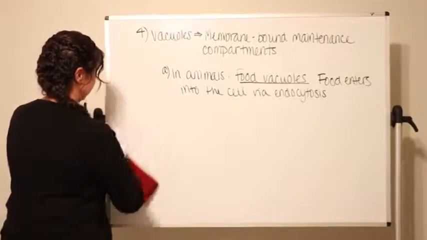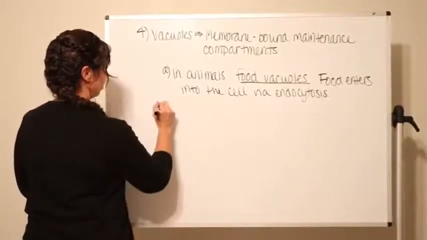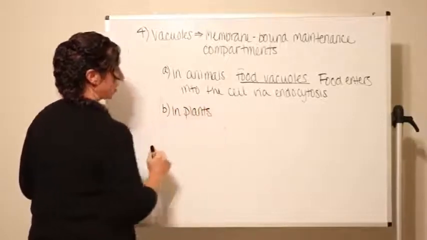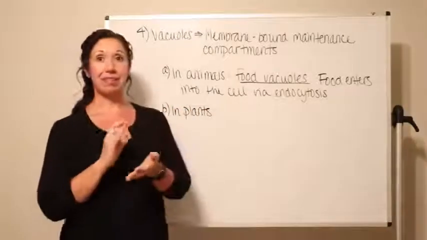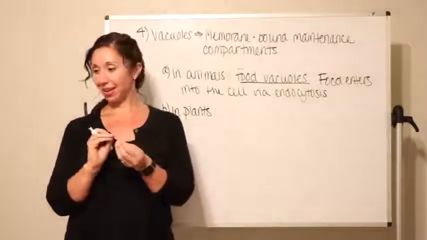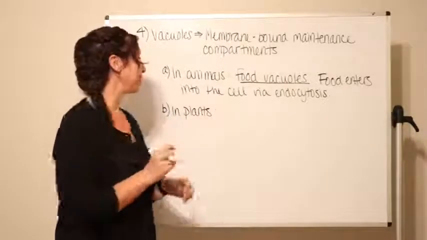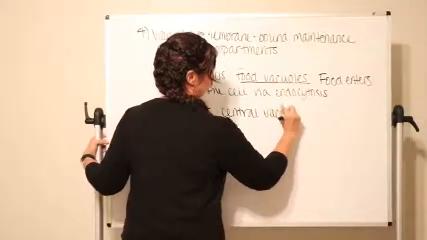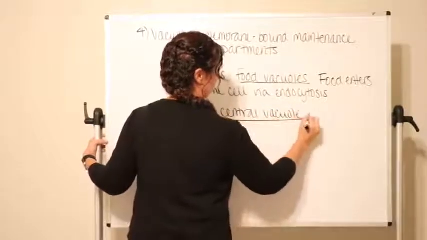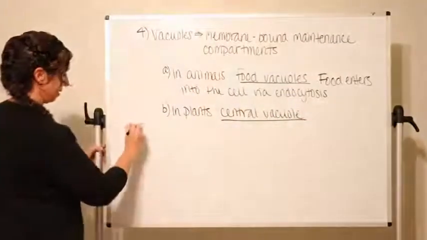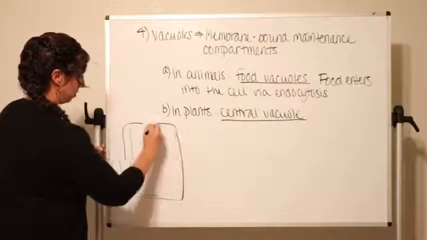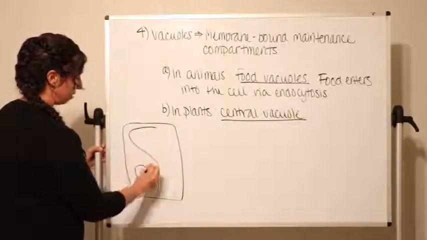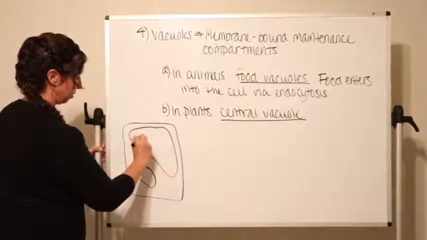Next, in plant cells. So you got animals, and now you got plants. In plants, the vacuole is a little bit different. It's called a central vacuole. So if you were looking at a typical plant cell, they usually have these nice little geometric shapes, and here is the nucleus for reference. What you would see is this huge vacuole.